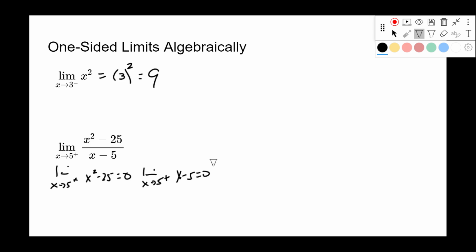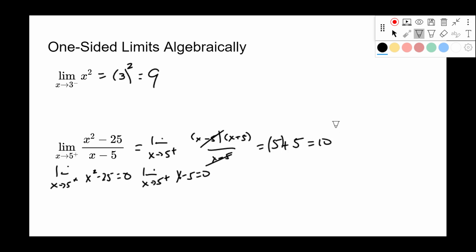So we need to figure out what an algebra 1 kid would do, and an algebra 1 kid would factor this, right? So the limit as x goes to 5 from the right. The top factors as the difference of two squares, x minus 5 times x plus 5, over x minus 5. Those two cancel each other out. And the limit as x goes to 5 from the right of x plus 5. I substitute the 5 in, I get 5 plus 5, which is 10. And that's my answer. So in some cases, nothing's different. We've already known how to do this, and nothing's different at all.